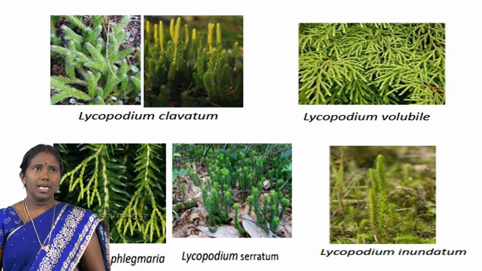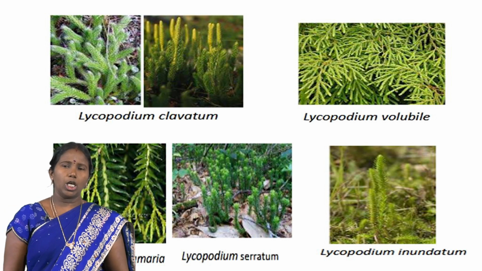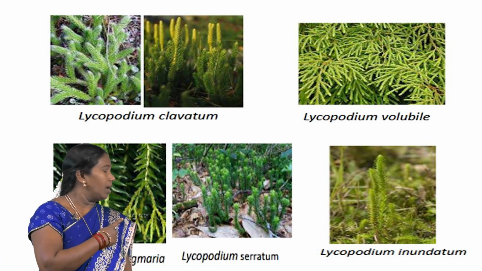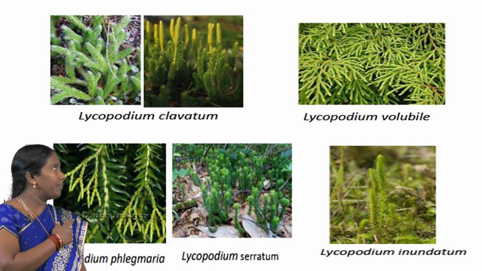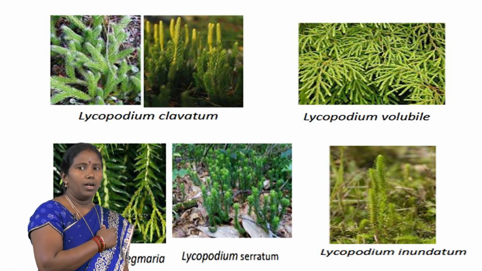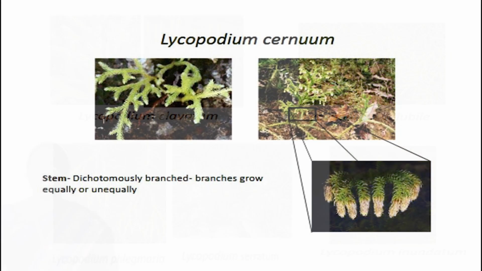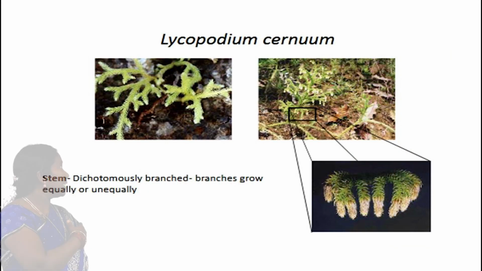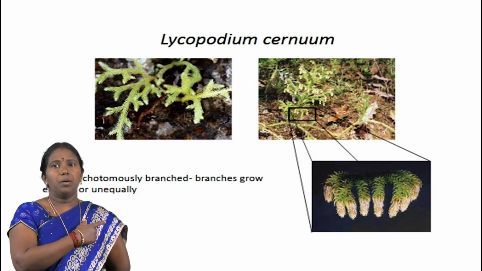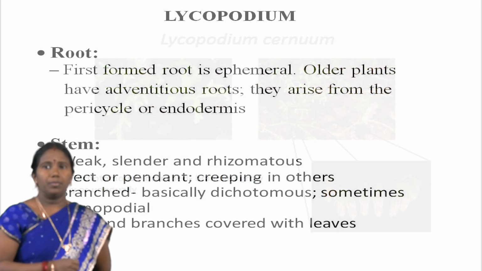This slide shows different types of Lycopodium species: Lycopodium clavatum, Lycopodium volubile, Lycopodium phlegmaria, Lycopodium serratum and the last one Lycopodium inundatum. Next, this slide shows Lycopodium cernuum, dichotomously branched, and the branches grow equal or unequal.